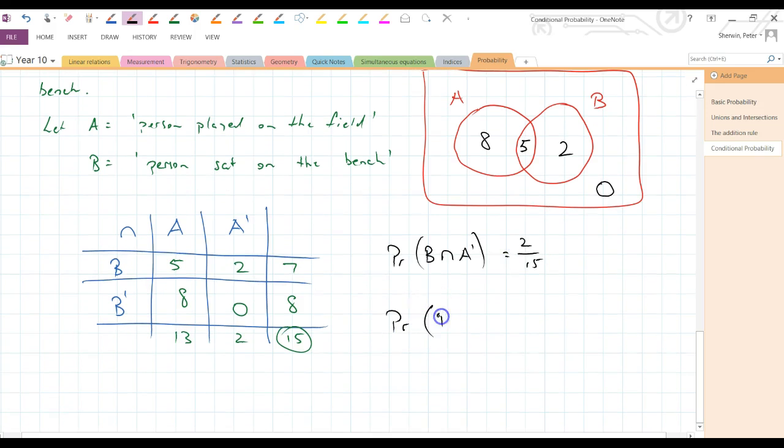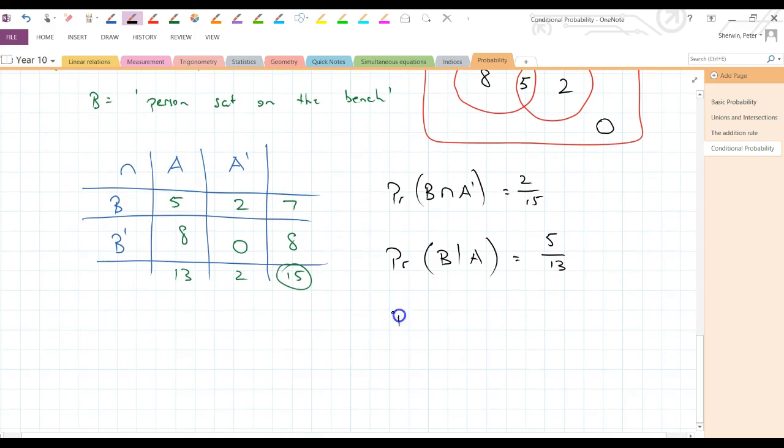Probability of, let's use one of these conditional probabilities, B given A. So what's the probability that the person sat on the bench given that they played on the field? So probability of B given that A happened. Here's my A column. I've got 5 plus 8, I've got 13 in my column. That is now my sample space, 13, not 15, because I'm told that A happens. If you look at the Venn diagram, it's 8 plus 5. So my denominator is 13. How many of that 13 is B? I can see it's 5 there. So 5/13.